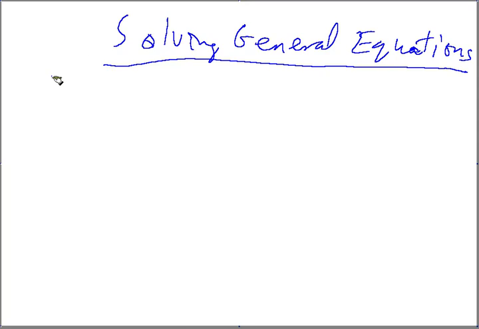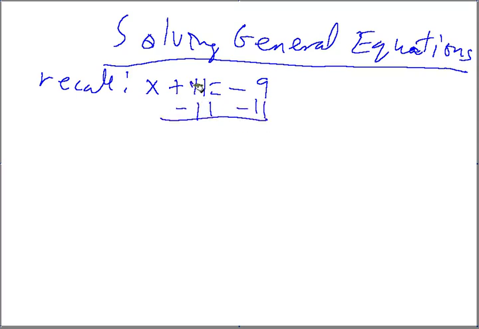Alright? So we already know how to get a number from one side to the other. Let's recall that all we did was, if I had something like x plus 11 is equal to negative 9, I simply subtract 11 to move a term from one side to the other. You just perform the opposite operation, and that will give you the solution right away. So we know about this technique from the previous section.